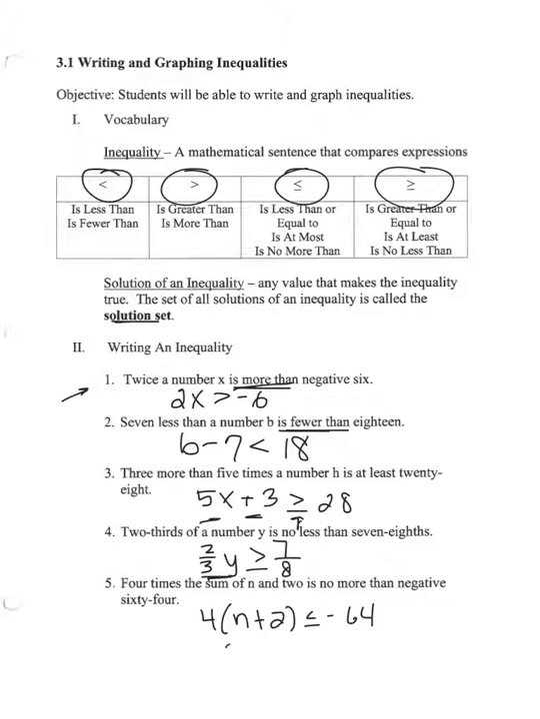4 times the sum of a number n and 2 is no more than negative 64. So it can be negative 64, which makes it the equal to piece, but it can't be any more than that. So it's less than or equal to.